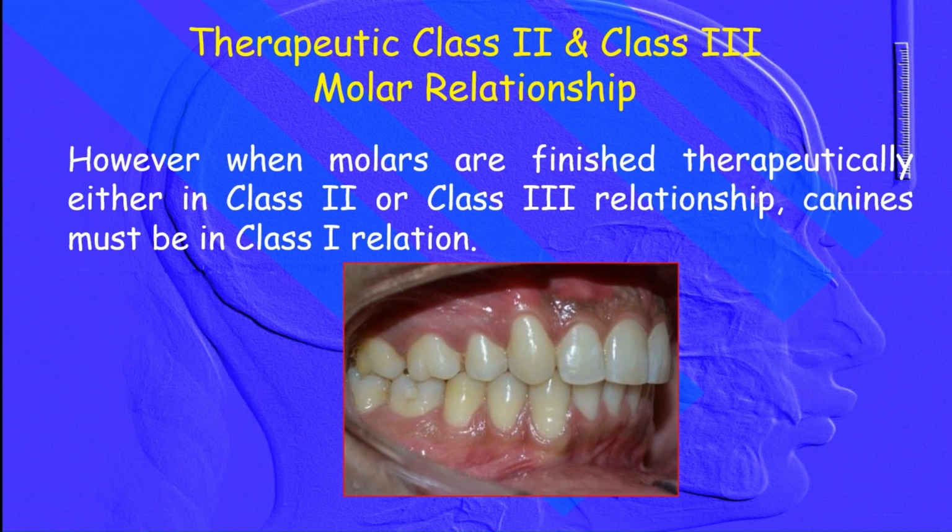This is very important from the functional occlusion point of view. Another thing is that finishing the molar in therapeutic Class 2 or Class 3 is equally stable as Class 1 molar relationship. The only issue is that you have to achieve a proper cusp-fossa relationship. You should never finish the occlusion in end-on molar relationship.